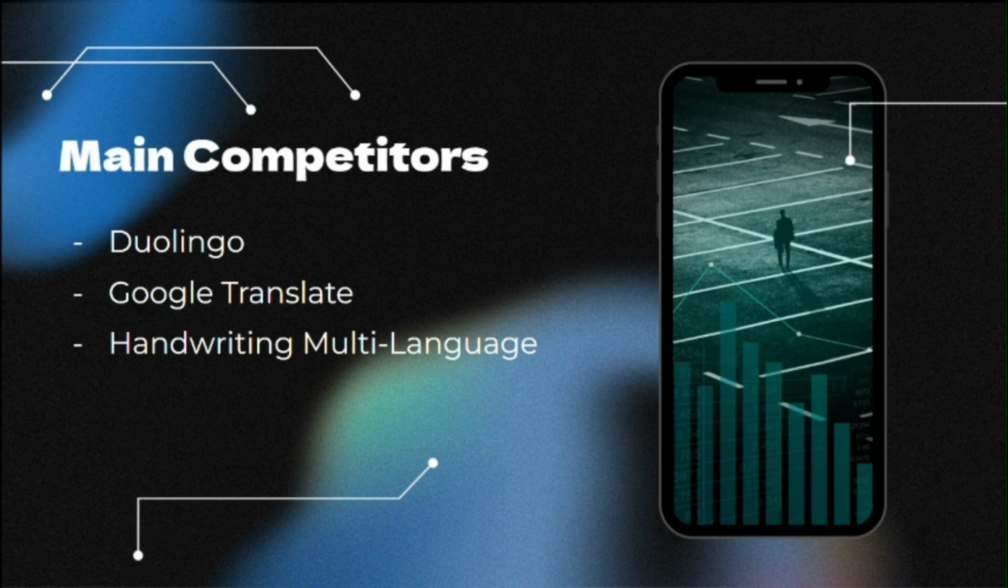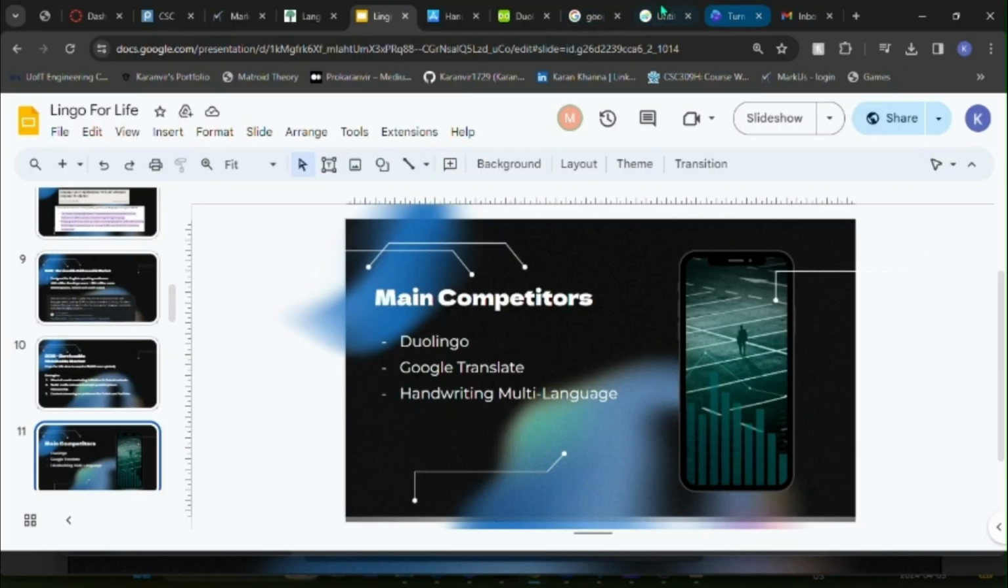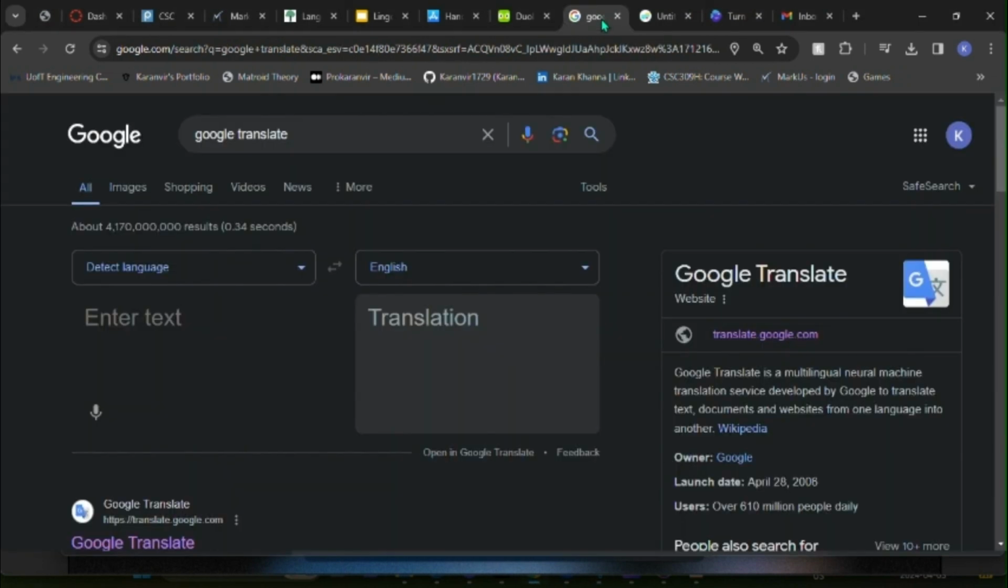Our main competitors in this market are Duolingo, Google Translate, and handwriting multi-language. I will give you a quick rundown of all three of those. First, let's look at Google Translate. Google Translate is more of a tool to translate your language from language A to language B. If you're trying to make a quick transaction with somebody, you would use Google Translate. You would not sit down and learn the entire language.